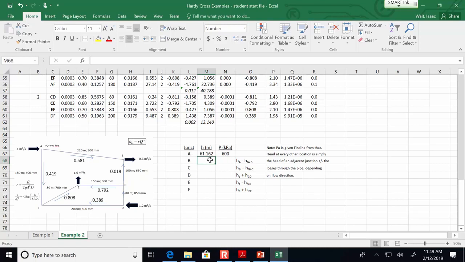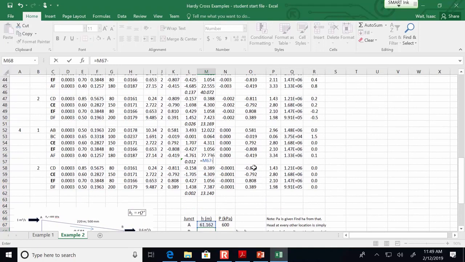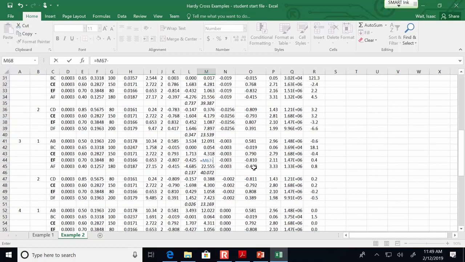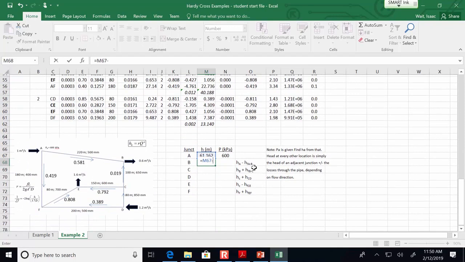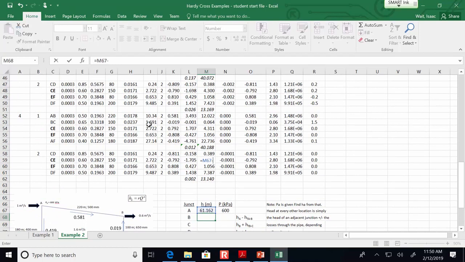So the head is the head at A minus the losses through pipe AB. So we have those losses through pipe AB. That is, we're going to do R times Q to the power of N for pipe AB. So R for pipe AB, here's the R value, times Q to the power of 2. Okay, so we know that there's 57.672 meters, and so then the pressure is going to be that head divided by 9.81, times, yes, thank you, good catch. All right, so that's the pressure at junction B.